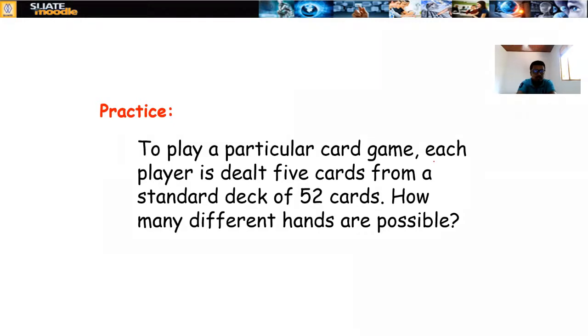To play a particular card game, each player is dealt 5 cards from a standard deck of 52 cards. How many different hands are possible?